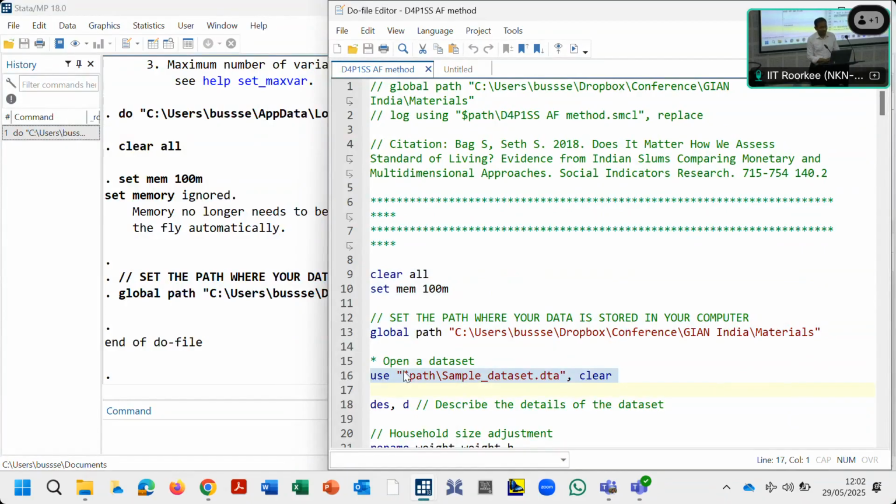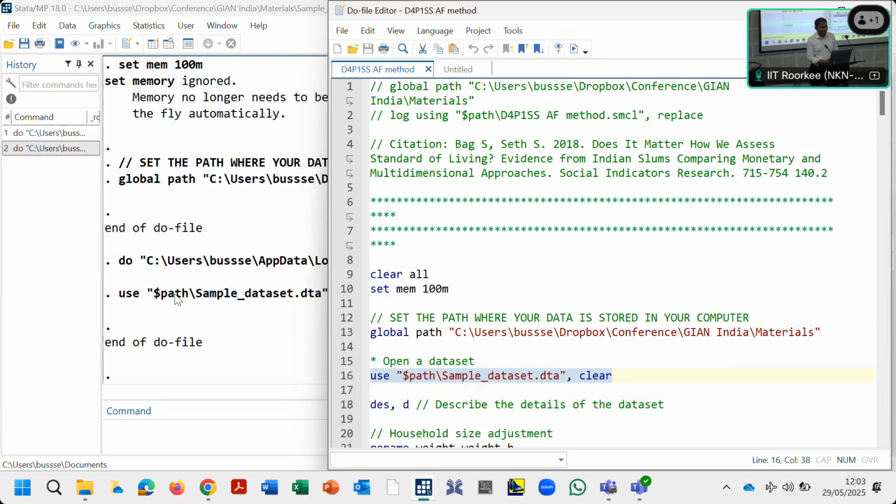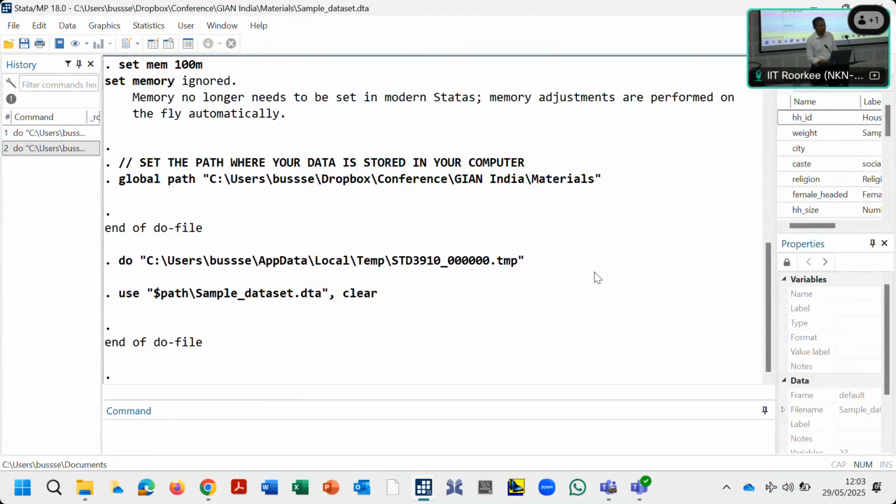If you just want to learn about it, I have defined the path, right? A global path. Remember, we had the discussion of local and global. If I define a global, I can always recall it using a $ sign. So if I write $path, it will replace this $path by this entire thing, whatever I have defined. Now run use clear with this data set, press Control D again, and it should open the data set for you.